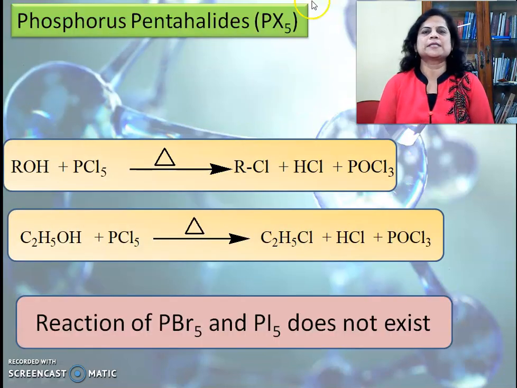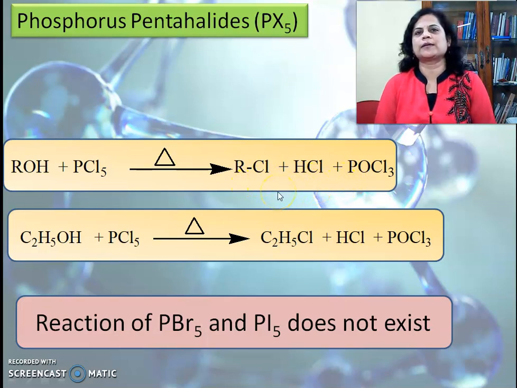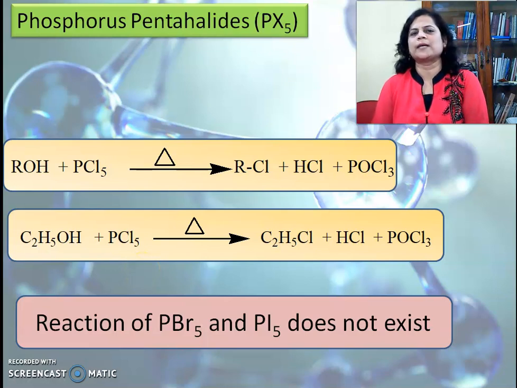Next, for the phosphorus pentahalides, we have only one reaction, as PBr5 and PI5 do not exist. So what is the general reaction? ROH plus PCl5. On heating, what does it form? Alkyl chloride with HCl and POCl3, that is phosphorus oxychloride, as a side product. You can write any example, it may be a primary alcohol, secondary alcohol or tertiary alcohol, and you get the respective alkyl chloride by using PCl5.